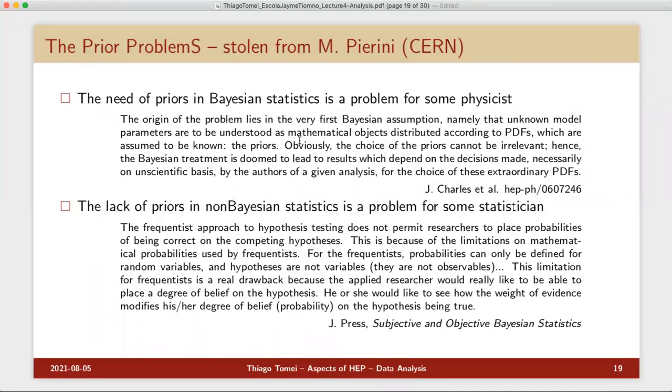Okay, Thiago, what's the point? The point is that you have to take into account the priors. Another good way of saying this is that extraordinary claims need extraordinary proof. Extraordinary in respect to what? In respect to your prior beliefs.